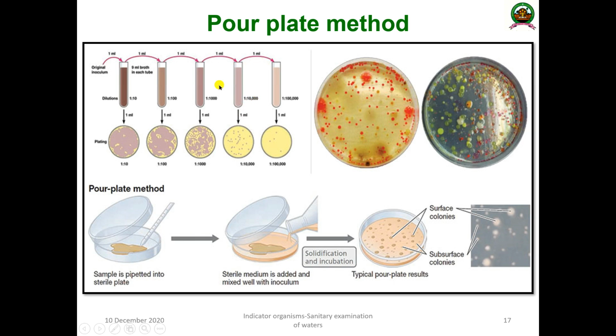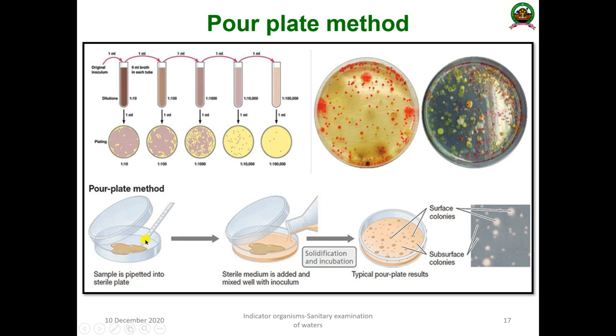Then shake it properly, take 1 ml, and add it to the last tube, 1 by 1 lakh. So this is 1 by 10, 1 by 100, 1 by 1000, 1 by 10,000, 1 by 1 lakh. From the last tube, take 1 ml out. Now all the tubes have bacteria distributed. Then from this particular tube take 1 ml as I said.